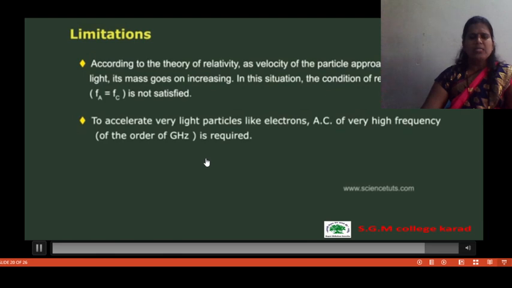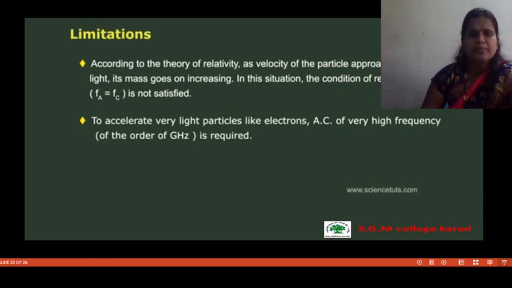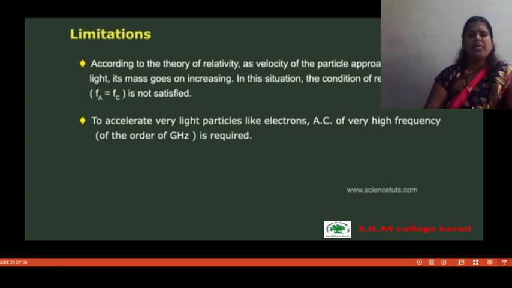To accelerate very light particles like electrons, an AC of very high frequency, of the order of gigahertz, is required.